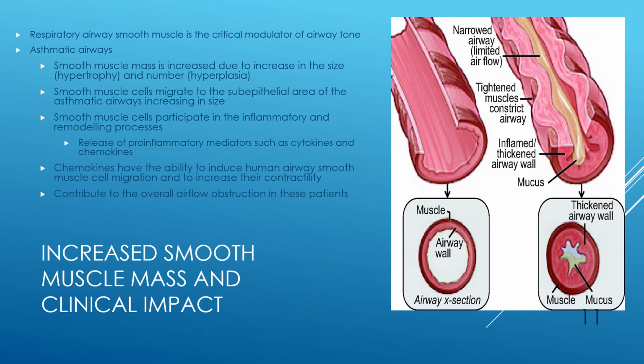Basically, when you have airway remodeling, the smooth muscle mass is increased by two methods. One is called hypertrophy, which is the size, and then the number of muscle cells, which is called hyperplasia. Also, during airway remodeling, the smooth muscles migrate to the subepithelial area and they increase in size. These smooth muscles also participate in inflammatory responses in the body by releasing pro-inflammatory mediators such as cytokines and chemokines. Chemokines have the ability to induce other muscle cells to come to the area and also to increase contractility. This all contributes to airway obstruction.